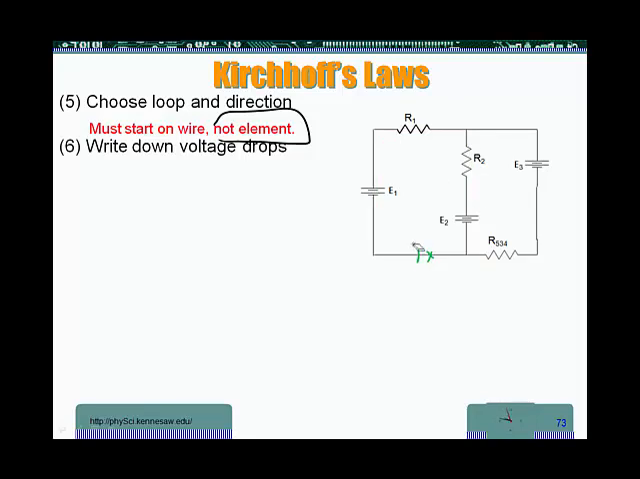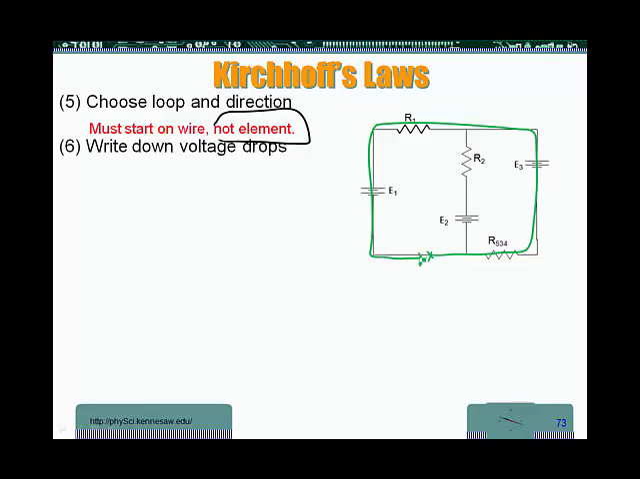Okay, let's try another one. I can do this. That's also a loop. All of these are possible loops.